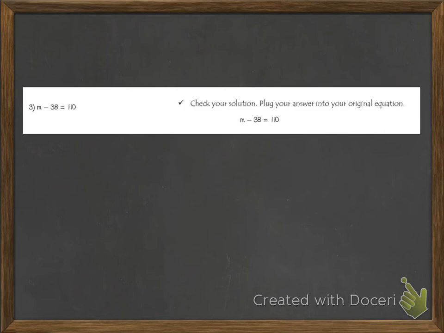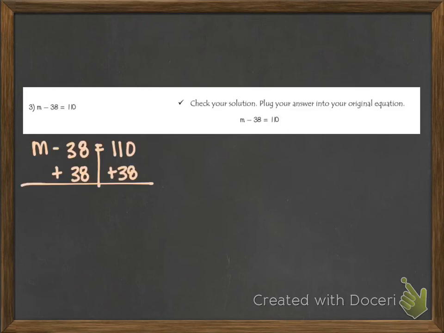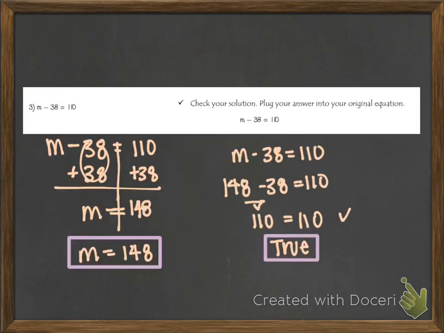I'm going to press pause, and I want you to set this one up on your own, and then press play when you have finished. Okay, for this one, you should have rewritten the equation and identified that the operation is subtraction. Therefore, the inverse operation would be addition. So adding 38 to both sides, giving you m equals. Go ahead and finish solving, and then check your equation to make sure it's true, and press play when you have finished. Okay, you should have gotten 148 and then checked your solution.